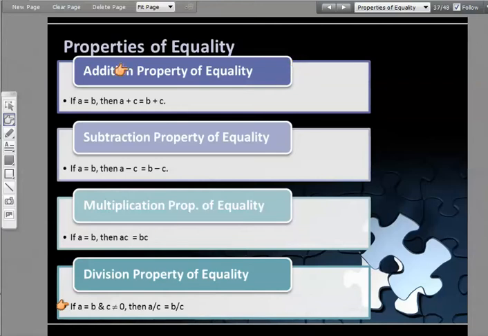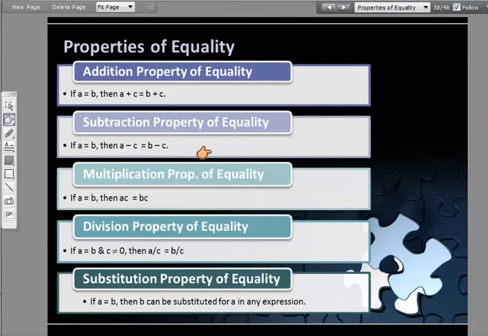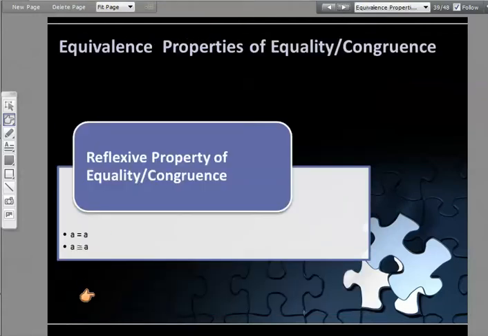Okay? Notice how this is all of your operators. You've got your addition, subtraction, multiplication, and division. And then, lastly, I think it's the last one, the substitution property of equality. If A equals B, then B can be substituted for A in any expression. So that means if A equals 2, then 2 can replace A in any expression. That was the last one.